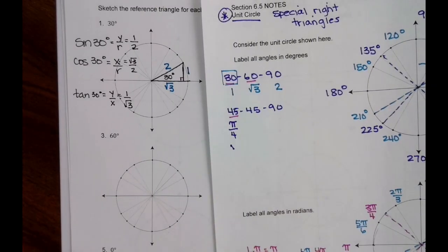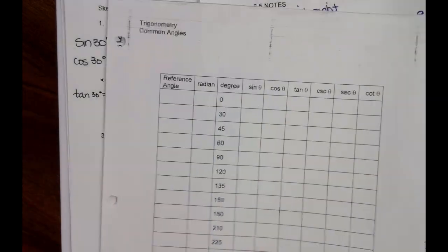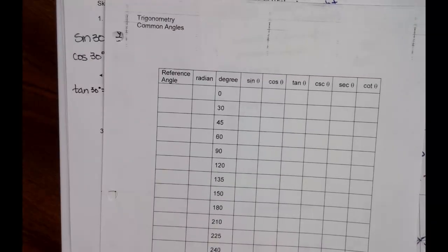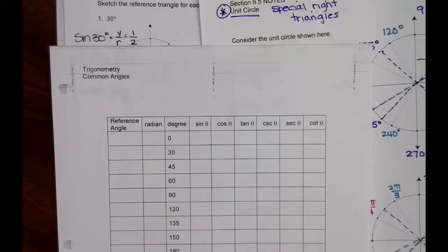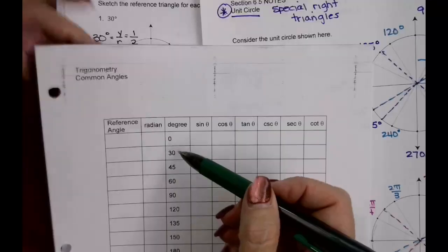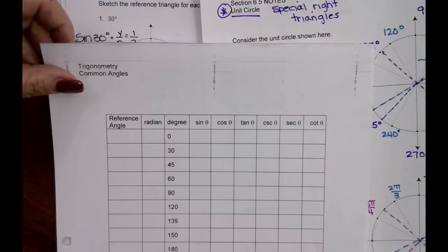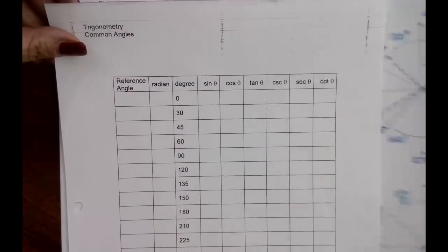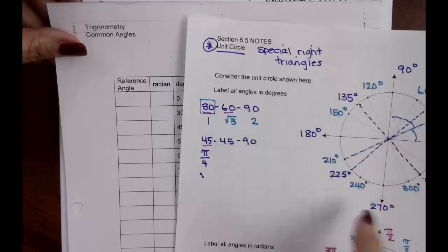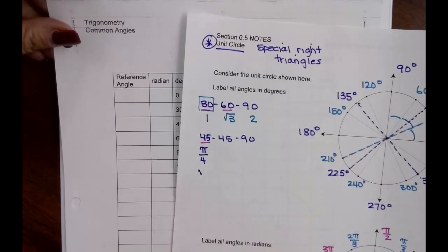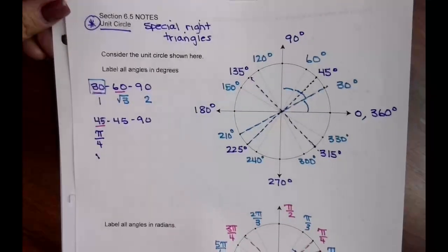Okay, so what you have in your binder, hold on, let me grab mine real quick because we're going to fill this out as we go. You have this table that looks like this. And so what we've just done here is we have created all of these degrees and the corresponding radians on this unit circle.